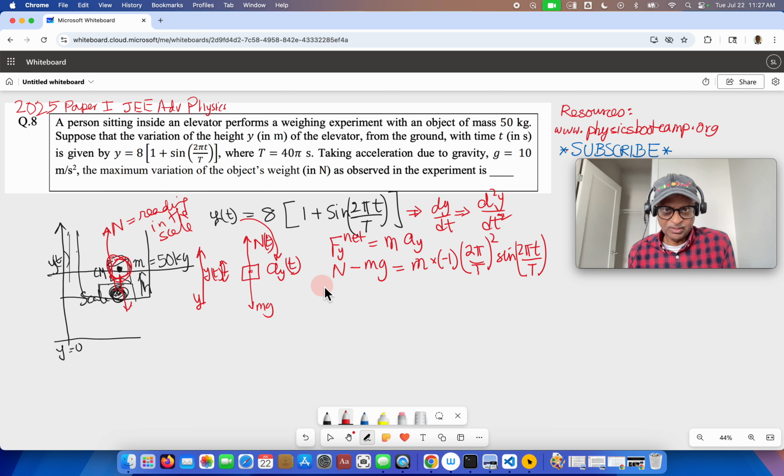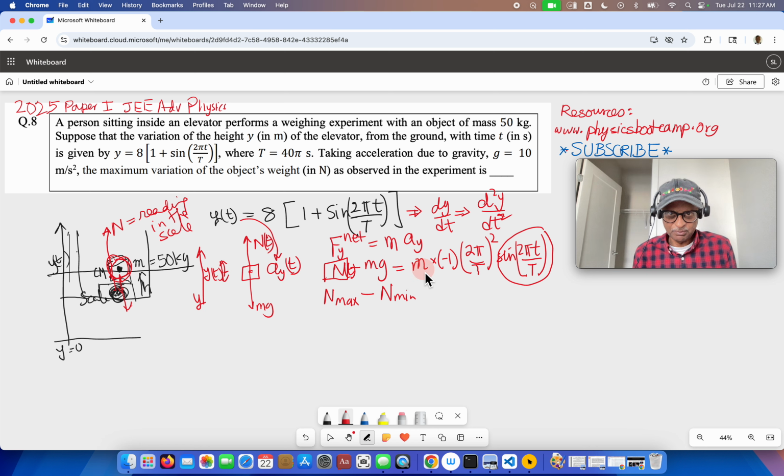So we want to know N max minus N min. This depends on time. So when this is 1, then you'll have this negative value. When this is -1, this is going to be a positive value. So from there the difference will be N max minus N min, right? So this is what we want in this problem.